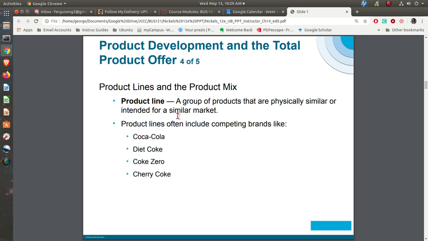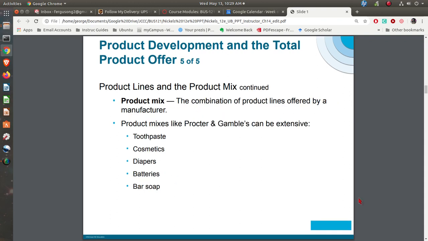Companies will have different product lines. For example, Coca-Cola has different flavors, and these are all part of their product line of sodas. You can also have a product mix. For example, P&G, Procter & Gamble, has a product mix of a lot of consumable types of things that go more along the lines of convenience and some necessary types of things.